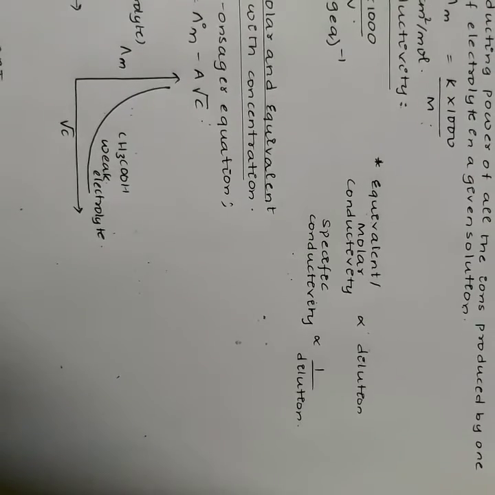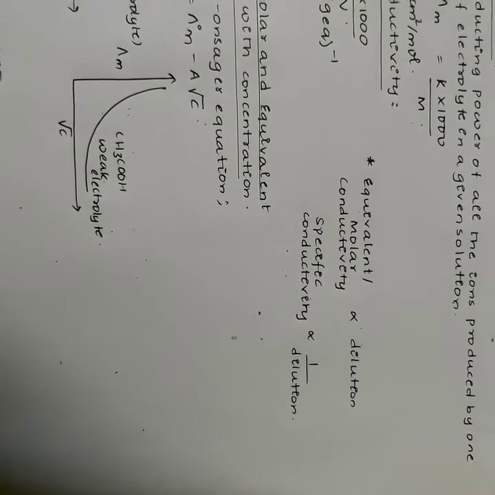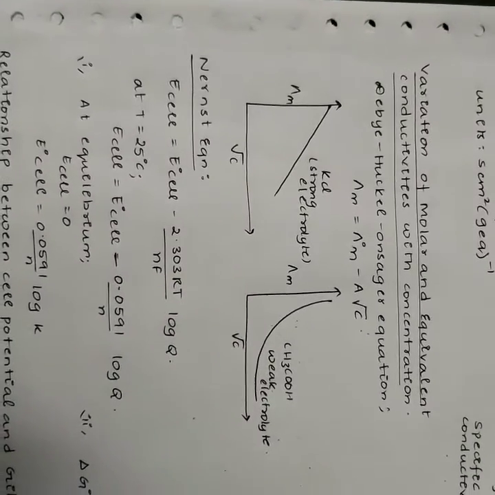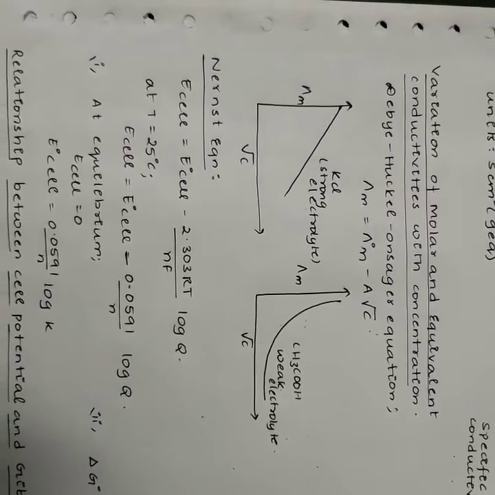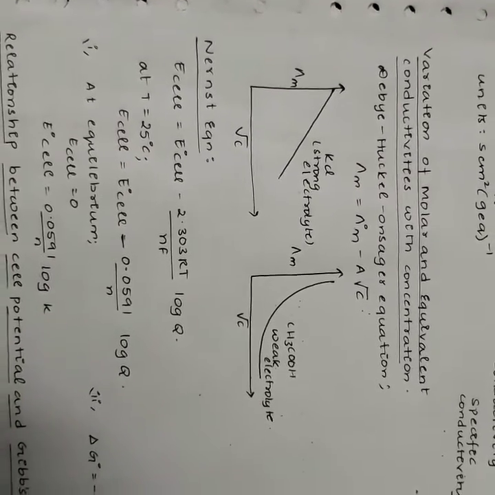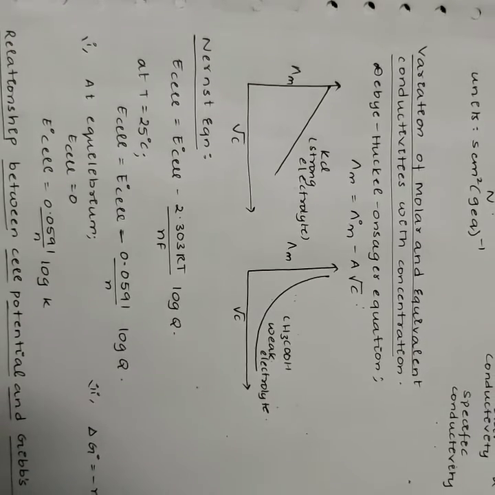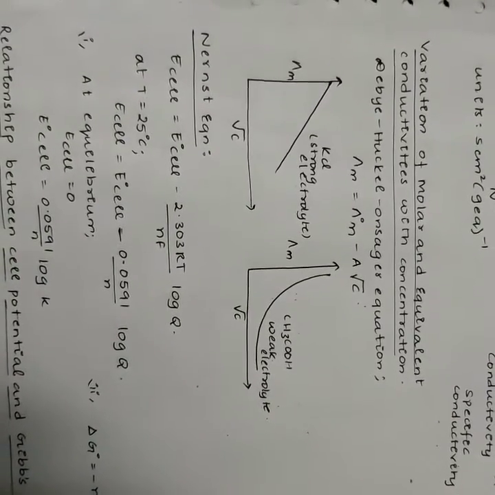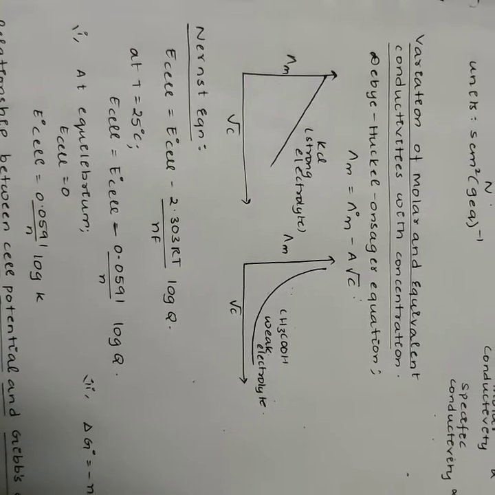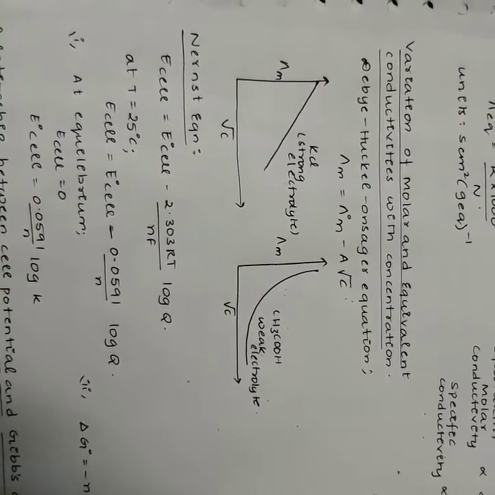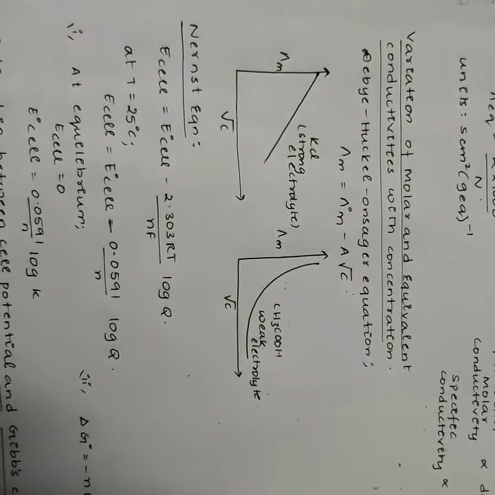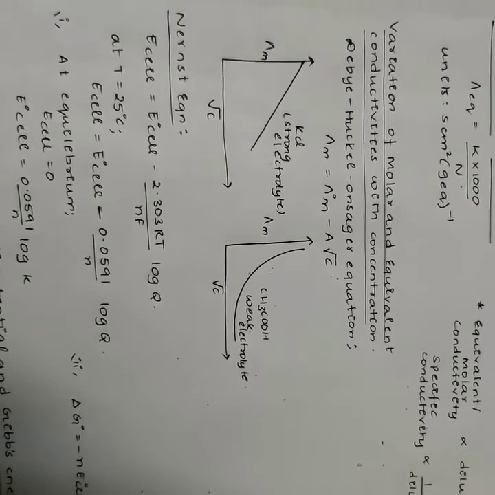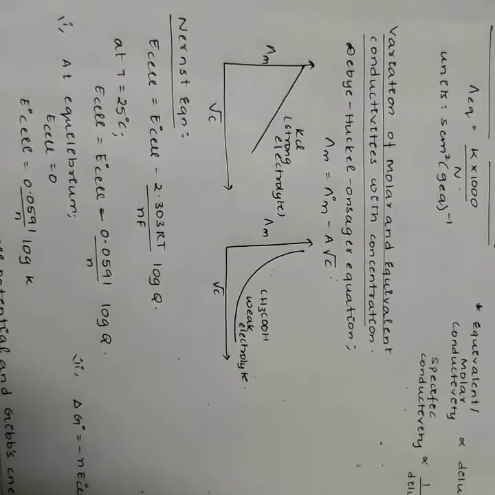The equivalent as well as the molar conductivity are directly proportional to dilution, and the specific conductivity is inversely proportional to the dilution. Variation of molar and equivalent conductivities with concentration. The strong electrolytes like KCl have high values of conductance even at low concentration, and there is no rapid increase in their equivalent or molar conductance on dilution, and it can be represented by the Debye-Huckel-Onsager equation, that is Λ molar is Λ0 molar minus A root C, where Λ molar is the molar conductivity, Λ0 molar is the limiting molar conductivity, A is the Debye-Huckel constant, and C is the concentration.